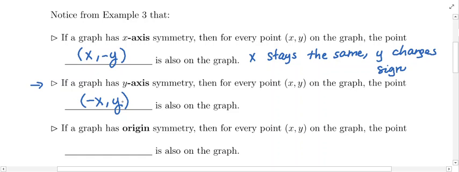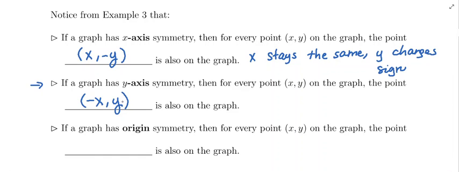You can also think of it if you have a graph and you're trying to figure out if it has y-axis symmetry. If you look at a point x, y, you need to see if the point -x, y is also on the graph. Okay, if it is, then chances are that graph has y-axis symmetry. Okay, let's jump over to origin symmetry.